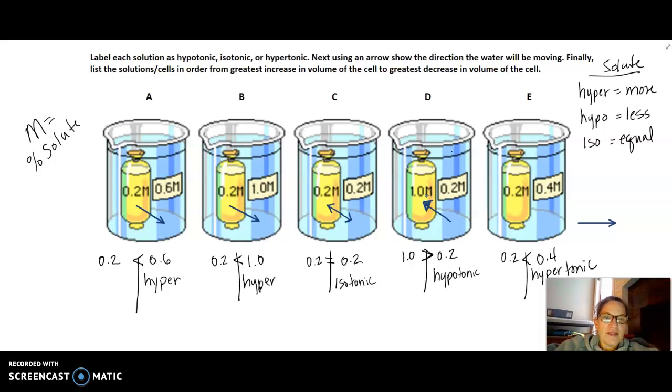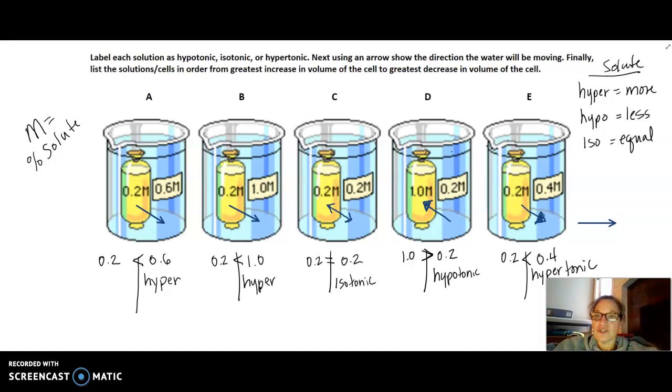All right. And then for E, we have a hypertonic solution. Water will always leave the cell into a hypertonic solution, and so water is going to move out. So now I have the second part. I've shown you that direction that water is going to move in order to reach equilibrium.